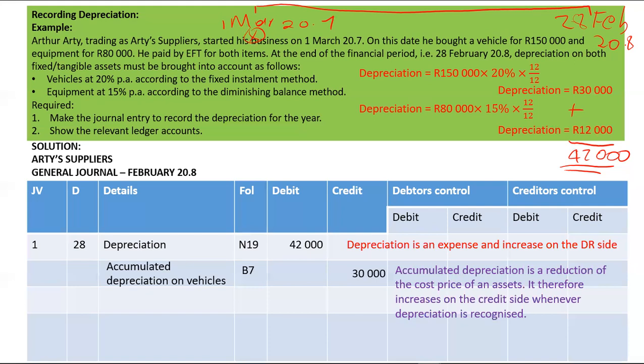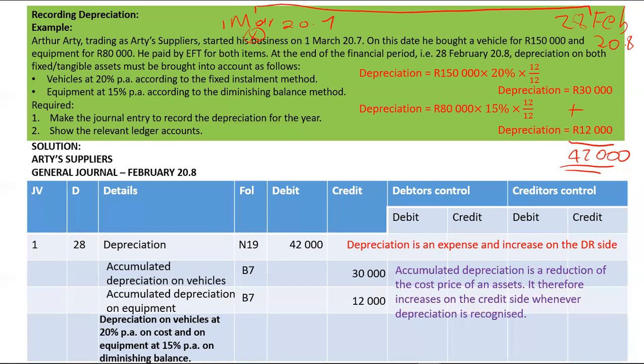That is why it increases on the credit side whenever depreciation is recognized. And then we're going to have accumulated depreciation on equipment. This is the depreciation on equipment, and it will be 12,000. And when you add the credit side, it will give you a total depreciation of 42,000. For your narration, you just specify that this is depreciation on vehicles at 20% on cost, and on equipment, it will be 15% per annum on diminishing balance method. And that's how you will recognize depreciation. I hope it makes sense.